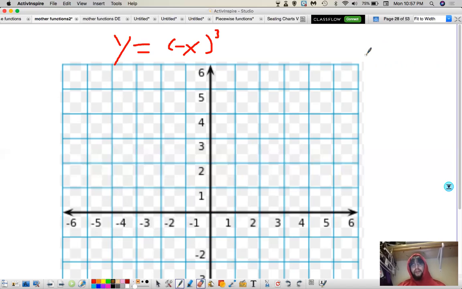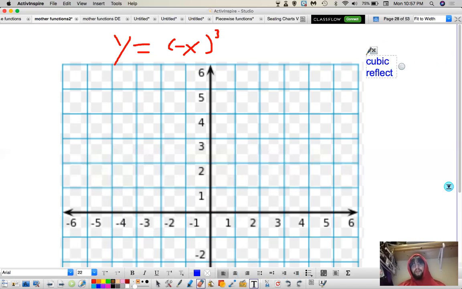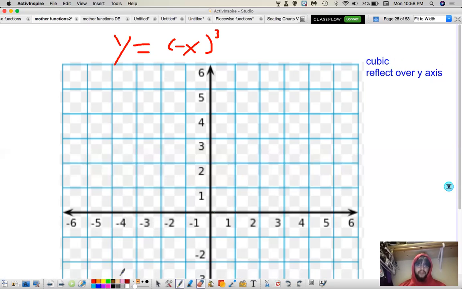Let's look at this one. Basic mother function. Cubic, reflect over y-axis. Popping basic points down there. So now, this is going over the y-axis, 1, 1. This is going over the y-axis, 1, 1. Any point on the line of your reflection doesn't go anywhere. So there we go. Now, we got to draw this thing. It's going to look something like that. That's it.